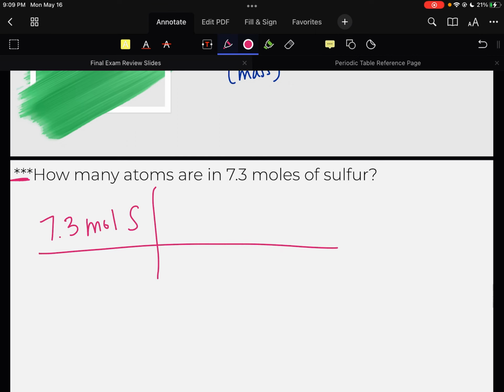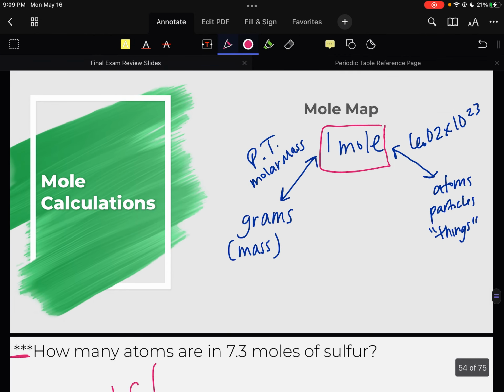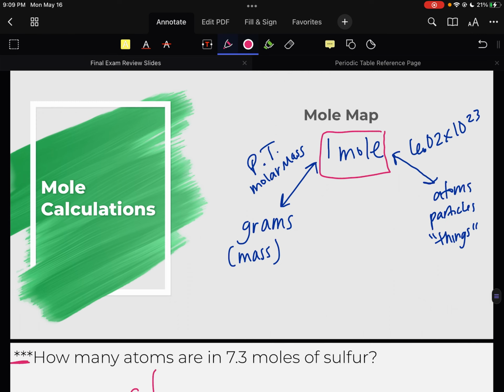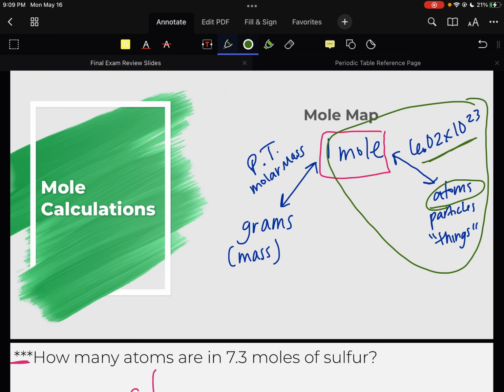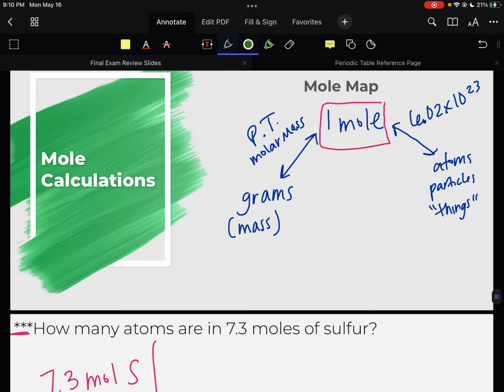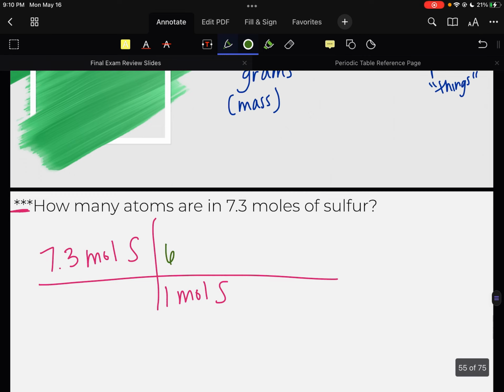Okay, and then I'll just set up my train tracks. So remember, if I have moles on the top, I know I want to put mole on the bottom. Remember, it's always 1 mole. Okay, and then we're going to atoms. So if I look at my map here, I just want to stay on this side of the map because I'm only talking about atoms. So I know that I'm using this number right here, 6.02 times 10 to the 23rd. So when I come down here, I'm going to put 6.02 times 10 to the 23rd atoms.